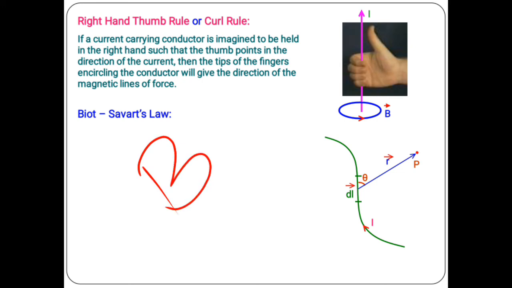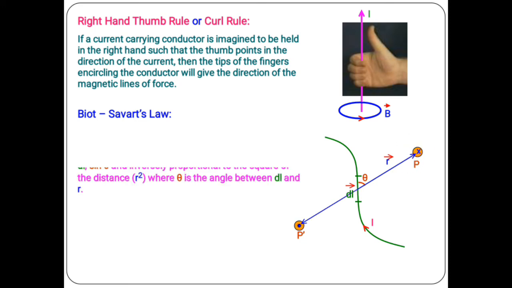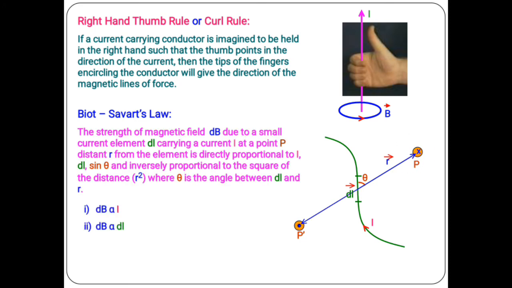Here, due to the small element dl, dB is taken. So the magnetic field dB due to the small element at the point P is given by this law. It is directly proportional to the current. First one is current, and also directly proportional to the length of the current element. Third one is directly proportional to sin theta, where theta is the angle between r and dl.